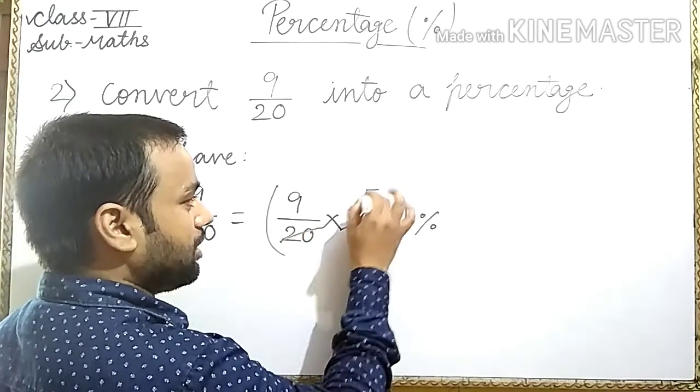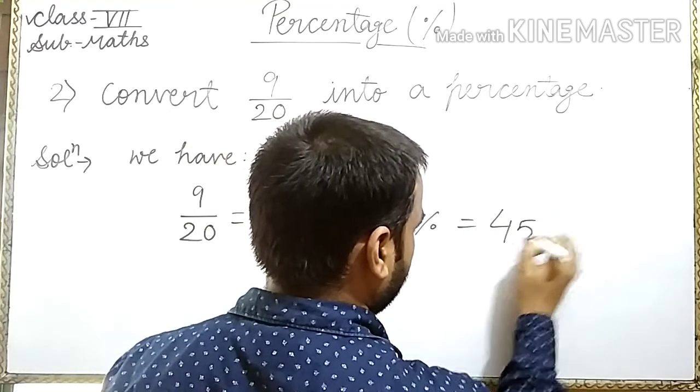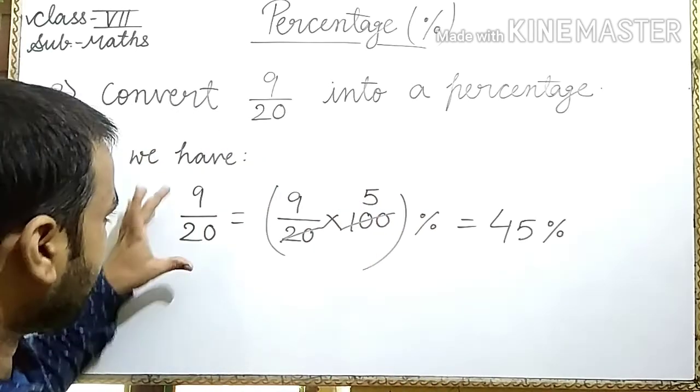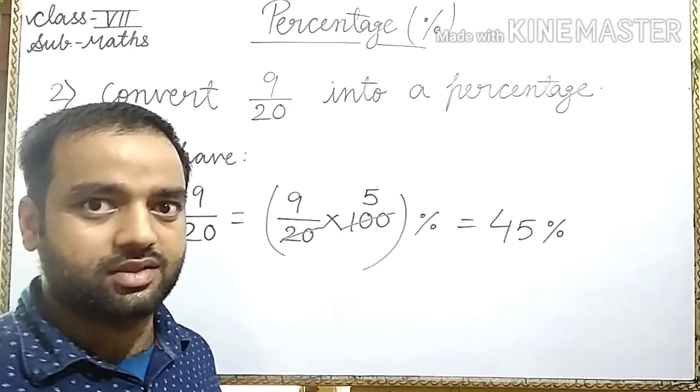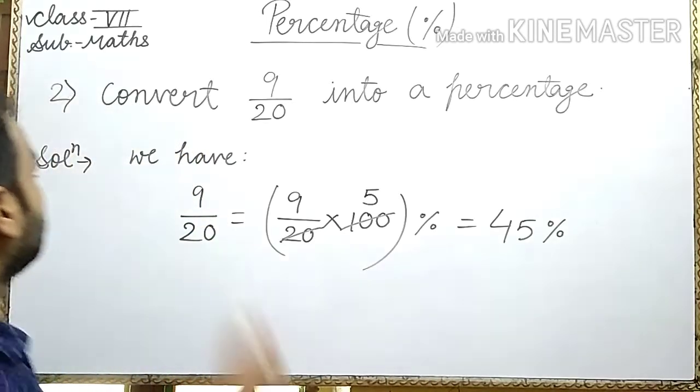20 times 5 is 100, 9 times 5 is 45%. The fraction 9 by 20 is equal to 45%. Is it clear? Now let us discuss question number 3.